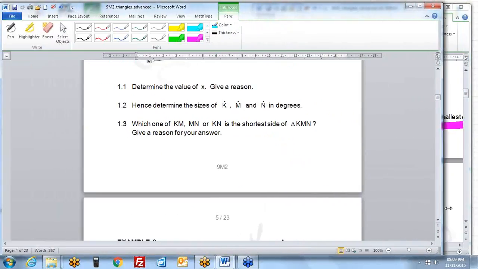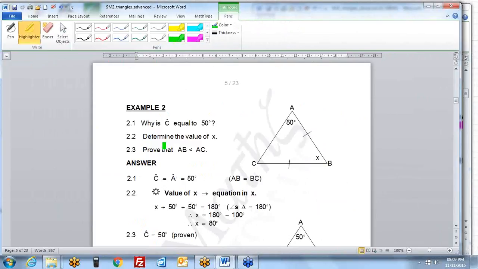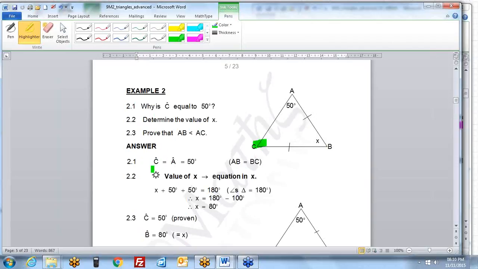Right, now we're going to look at example 2. Why is angle C equal to 50 degrees? What's very important is that you must never ever use the reason that you use in school, that it's an isosceles, therefore angle C will be equal to 50 degrees. That is not a reason. It's not mathematically allowed at ADMAPS to use that as a reason. So this is how you should go about answering a question such as 2.1.